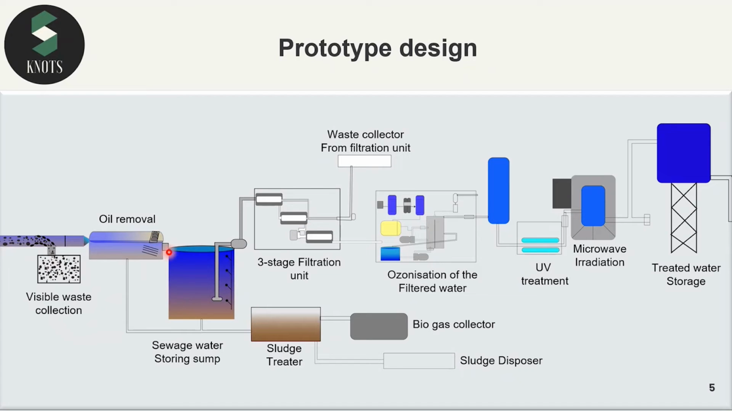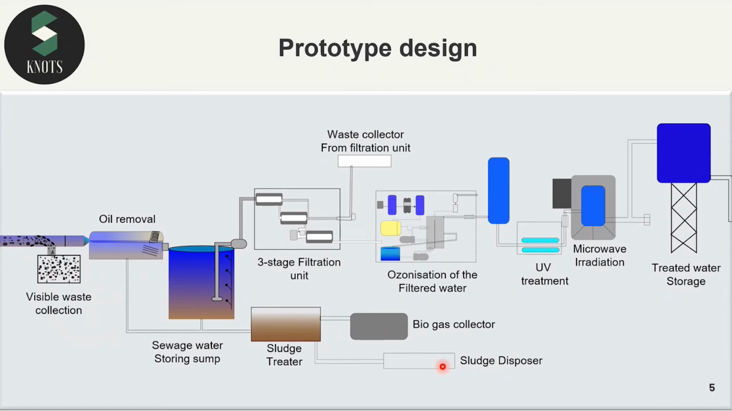Then the water enters the sump where, like mentioned earlier, the water would only be pumped out when the sump is full. Any sludge that is present in water here is then sent to a sludge treatment unit that is located here. Upon treatment, the biogas is separated from sludge and it is sent to the biogas collection unit that is present over here. Any byproducts from sludge that cannot be utilized further then go into the disposal area that is located over here.